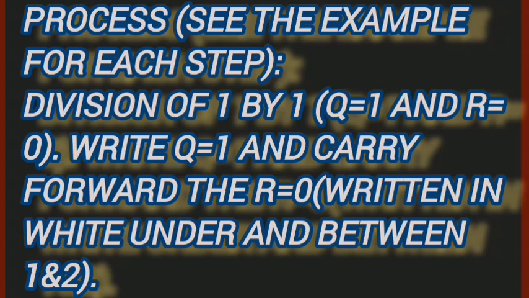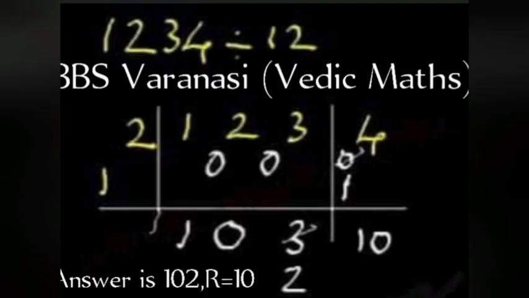Division of 1 by 1, q equal to 1 and r equal to 0. Write q and carry forward r equal to 0, written under and between 1 and 2. Multiply the new quotient 1 with the flag 2 and subtract this product from 02 to get 0. Follow the same process: multiply the new quotient 0 with flag 2 and subtract this product from 03 to get 3, and divide this by 1.